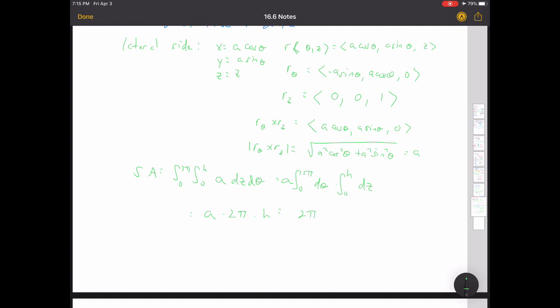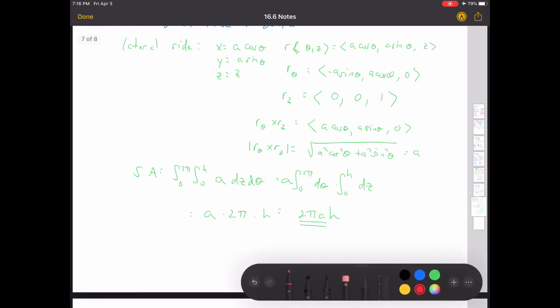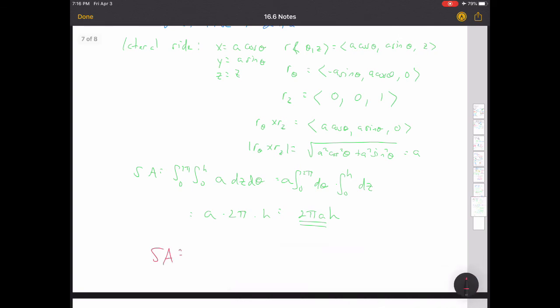So we get 2 pi ah, which again, if you were to take that cylinder and open it up, this is 2 pi r right there, which is the circumference of the cylinder, times the height. So it's basically like a rectangle, length times width, if you were to take the cylinder part, the lateral face, and open it up. So the total surface area of this entire thing is 2 pi ah plus 2 pi a squared.